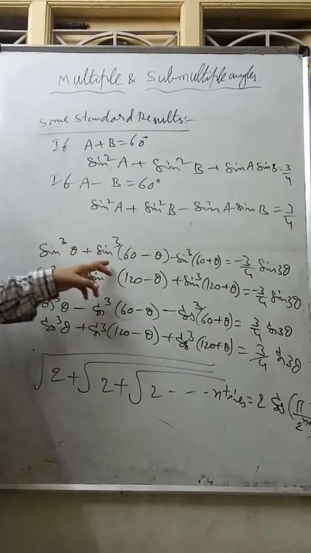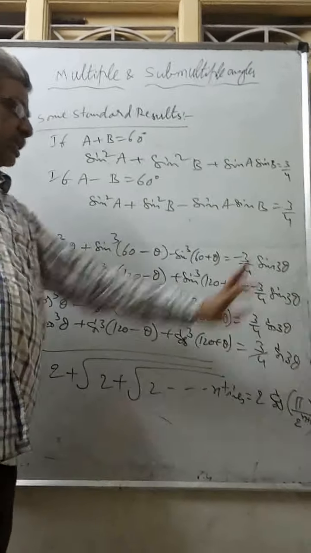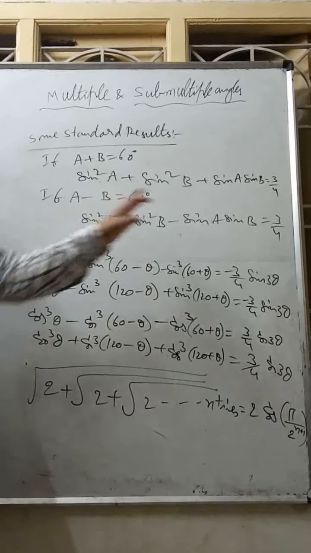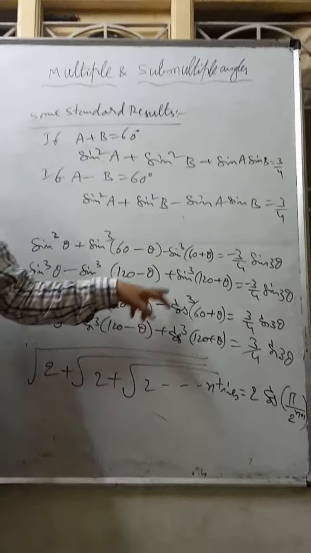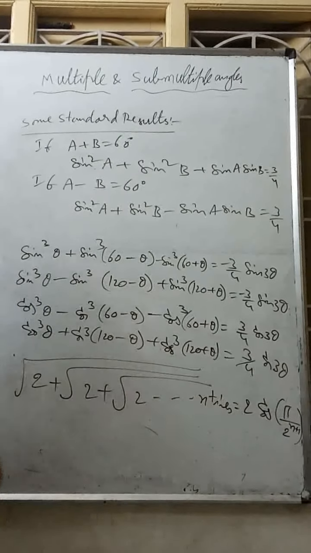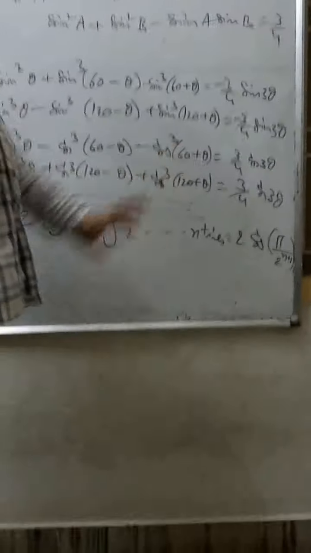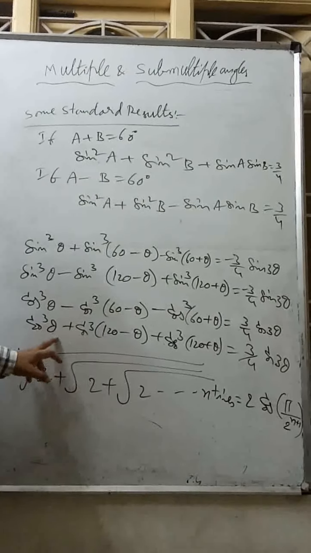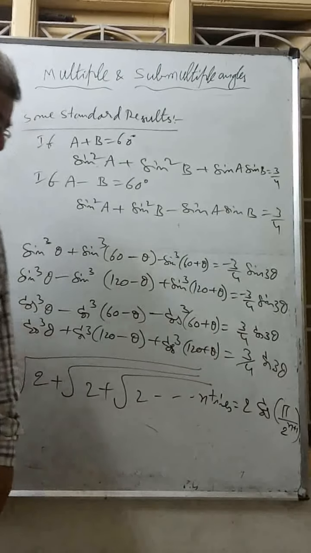Sin cube theta plus sin cube 60 minus theta minus sin cube 60 plus theta is equal to minus 3 by 4 sin 3 theta. Like this is a cube minus b cube, simplifying and you will get that. Same, sin cube theta minus sin cube of 120 minus theta plus sin cube of 120 plus theta equal to minus 3 by 4 sin 3 theta. Like cos cube theta minus cos cube 60 minus theta minus cos cube 60 plus theta equal to 3 by 4 cos 3 theta. And cos cube theta plus cos cube 120 minus theta plus cos cube 120 plus theta is 3 by 4 cos 3 theta.